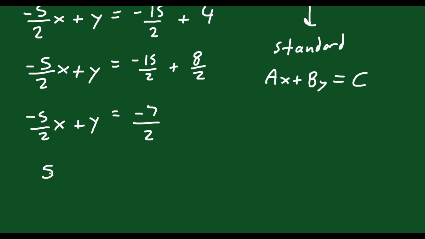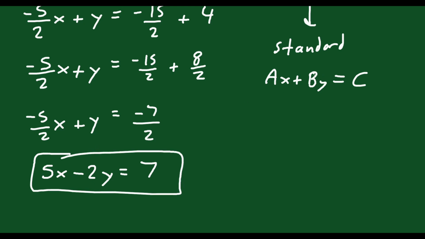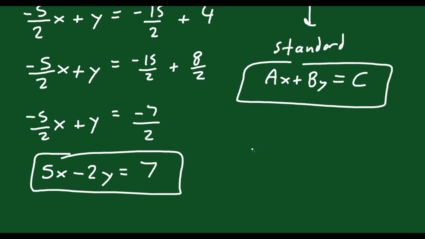If you do that, you'll get 5x minus 2y equals, well, what's negative 7 over 2 times negative 2? Well, the 2's and the negatives are going to cancel. You're going to be left with 7. This is looking now a lot like my standard form, right? So that would be my final answer. Okay, let's go to the next one.